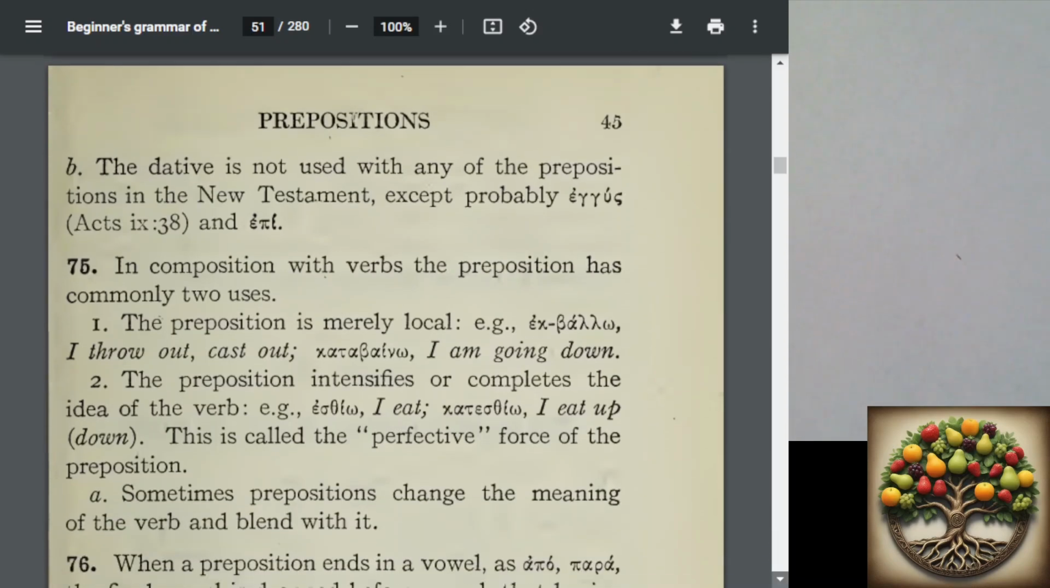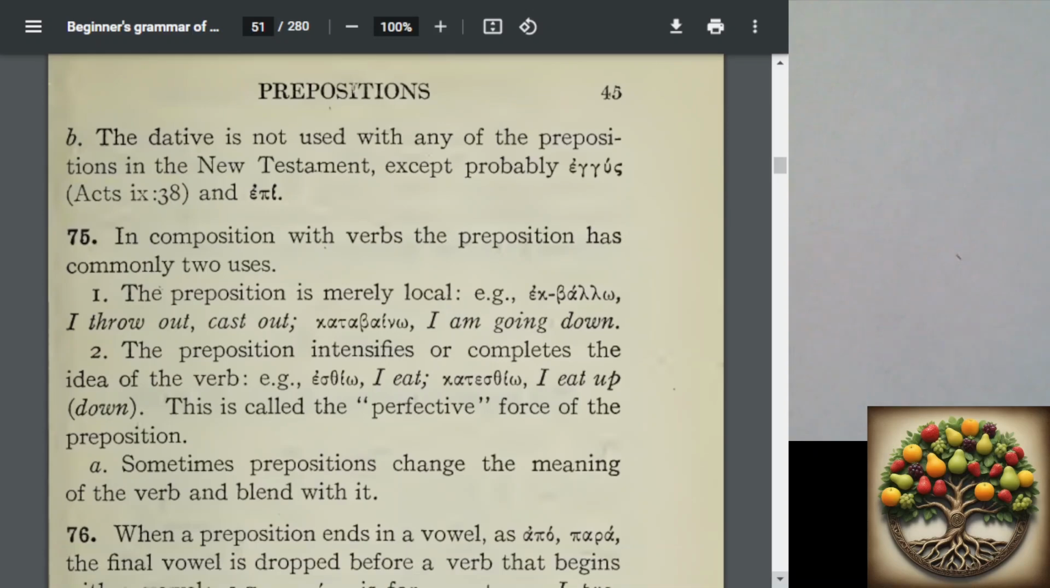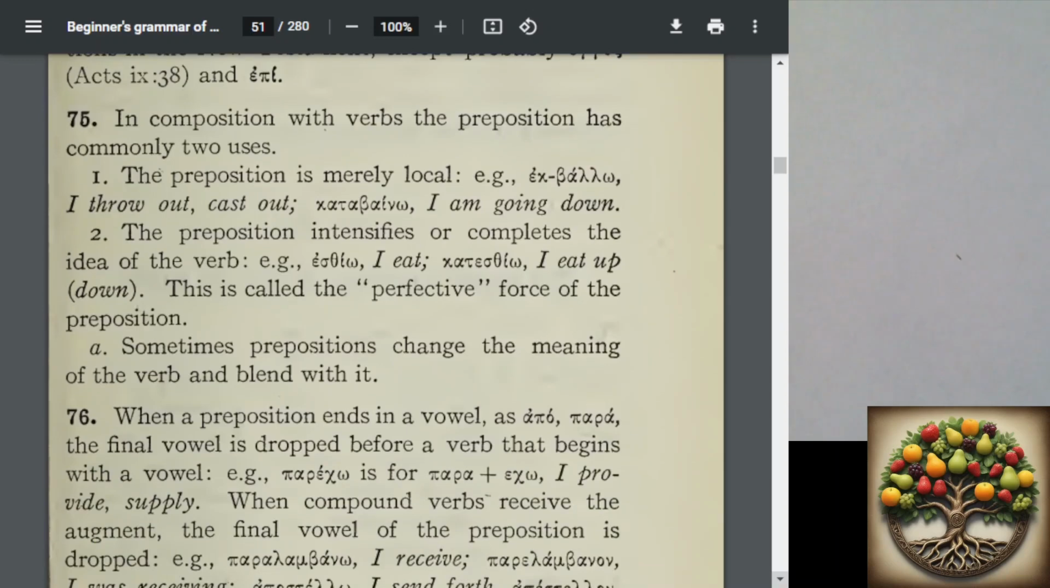Now, as opposed to a preposition being paired with a phrase in the locative, for example, you can also pair a preposition with a verb. In number 75, commonly two uses when you pair a preposition with a verb could be merely local, or can intensify or complete the idea of the verb. And then we've got some examples.